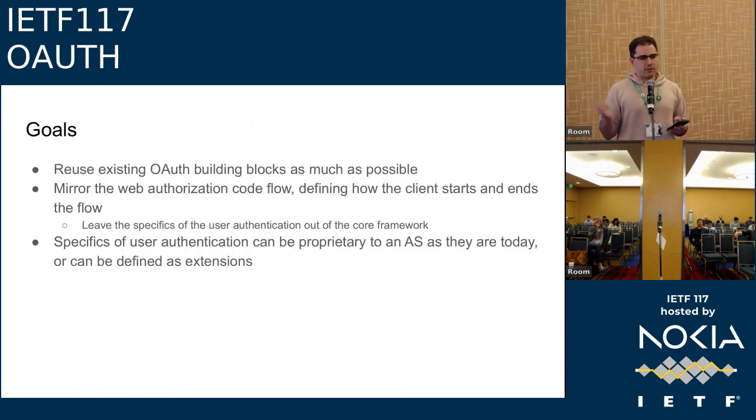The goals here are to reuse as much of the OAuth building blocks as possible, as in make sure we can leverage all of the existing stuff in OAuth where it makes sense. Mirror the web-based authorization code flow, defining how the client starts and ends the flow, but leave the specifics of how the user authenticates up to the business of the authorization server, so that it continues to be the proprietary, authorization server specific flow like it is right now in the web example.